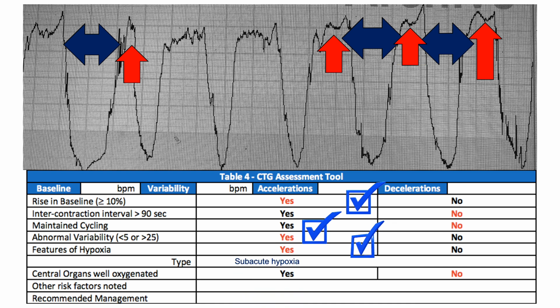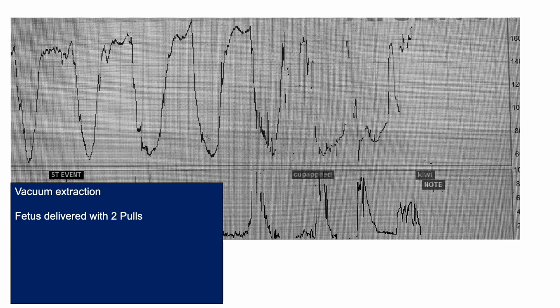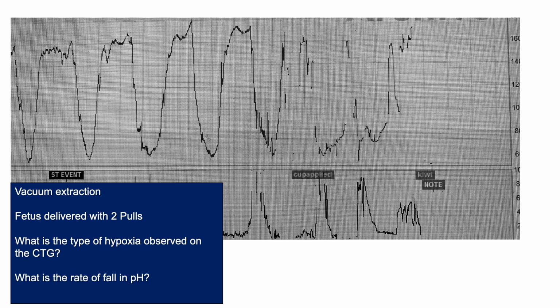If you look at the variability in between the decelerations, they are beginning to get reduced. The team here ought to have stopped the oxytocin, but they proceeded with vacuum extraction because of the pathological CTG. We know that the type of hypoxia this fetus is exposed to is subacute hypoxia. And the rate of fall in pH in subacute hypoxia is approximately 0.01 every 2 to 3 minutes.